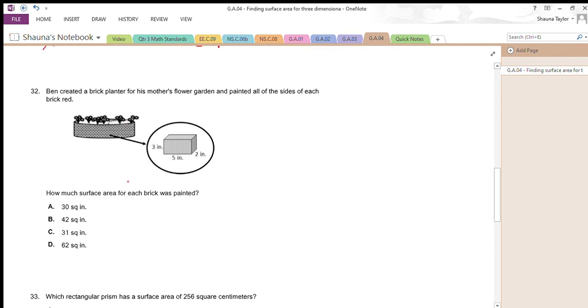Ben created a brick planter for his mother's flower garden and painted all the sides of each red brick. Okay, so we need to find out how much surface area for each brick was painted. So it looks like I have, see, surface area. So if this is 5, that's a 2. So let's see, we're going to be drawing the same picture. I'll draw it in red this time.